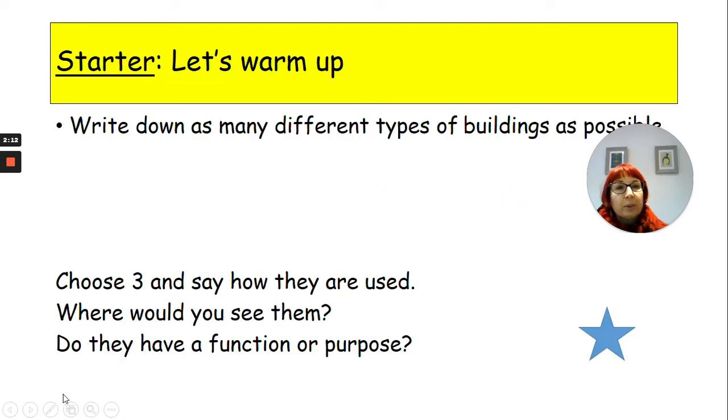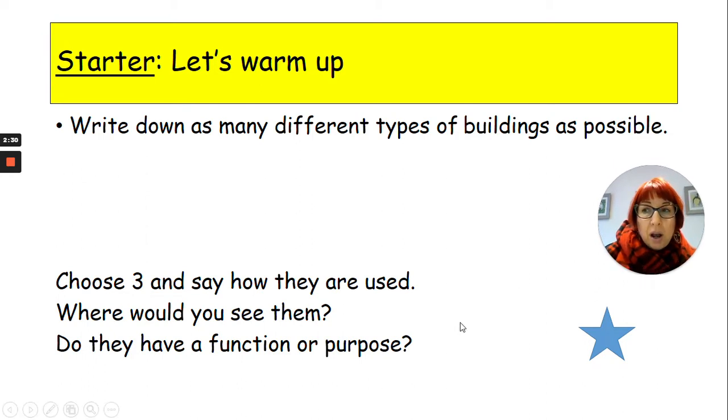Now, just let's warm up our brains. We've had a little bit of a break and slowed down over Christmas. All I want you to do on a scrap piece of paper, or a notebook, anything that you have in front of you, is write down as many different buildings as you can think of. For example, bungalow, semi-detached. Many different buildings that you can think of.